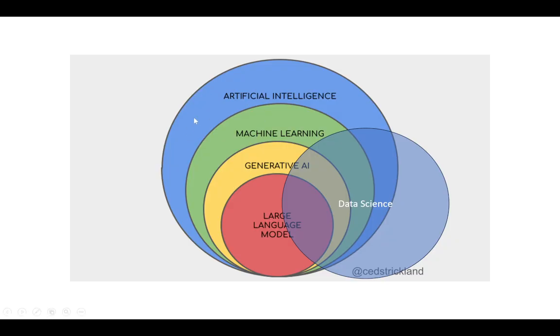To summarize, artificial intelligence is the biggest circle. It overlaps a little bit with data science, but data science goes a little bit beyond AI, which we are not going to talk about in these videos. But the rest of these, like machine learning, generative AI, and LLMs, are circles within, with a smaller scope within AI.